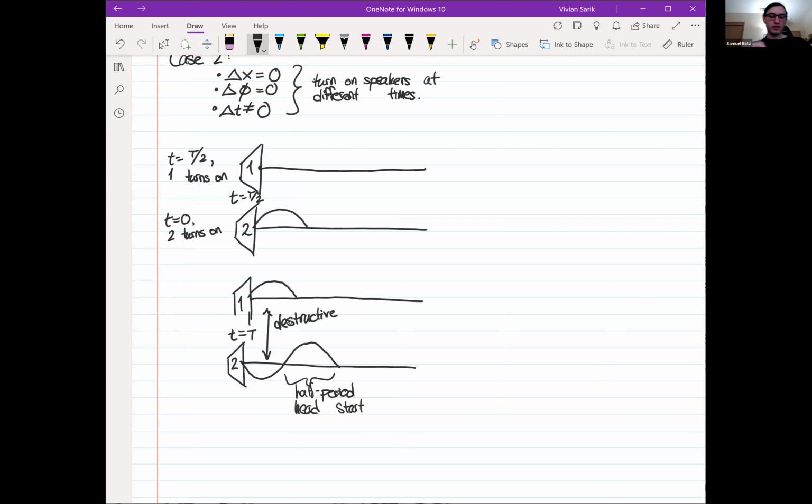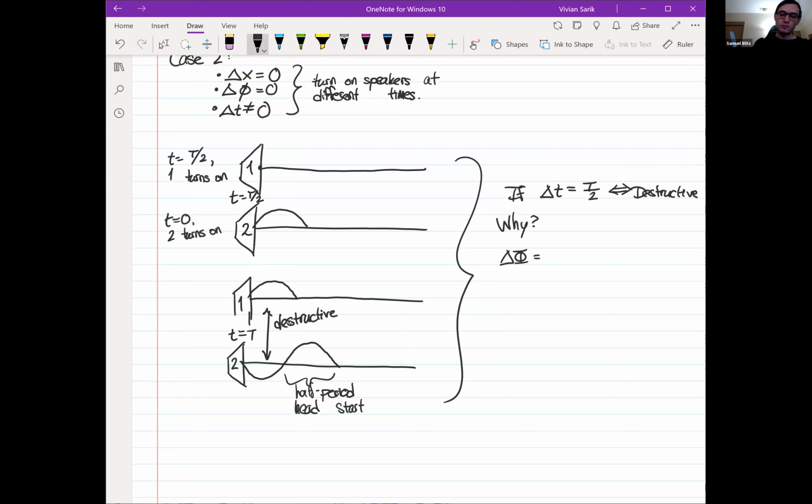So this is to say that if delta t is equal to the period divided by 2, then we get destructive interference again. And again, we can answer why. Well, delta capital phi, in this case, because all of the other deltas are 0, we have 2 pi f delta t, which is equal to 2 pi delta t over capital T, the period.